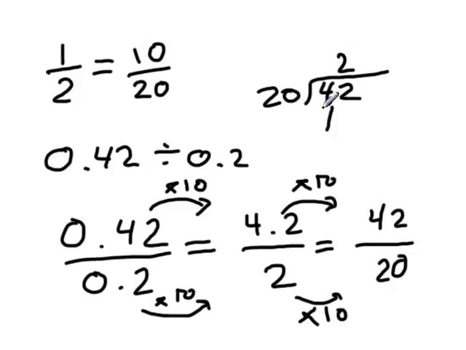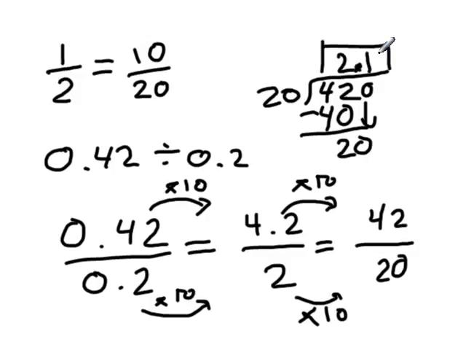Okay, 20 goes into 42 twice. 2 groups of 20 is 40. That gives me a remainder of 2. I'll bring down a 0. I'm going to add my decimal point up here now. 20 goes into 20 one time. So my answer is 2.1.